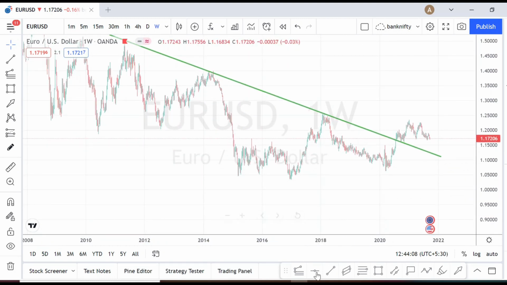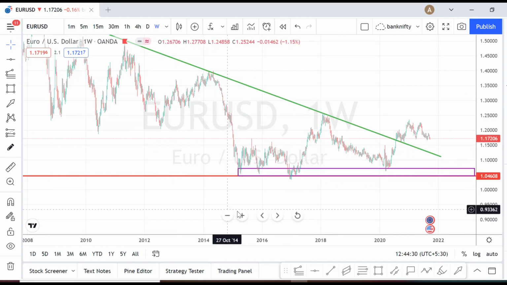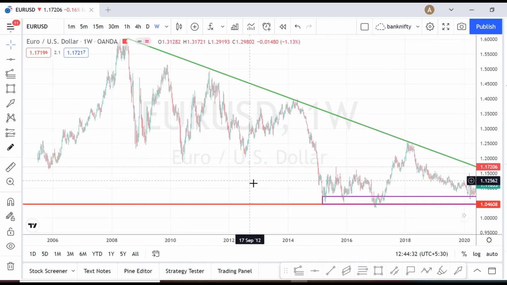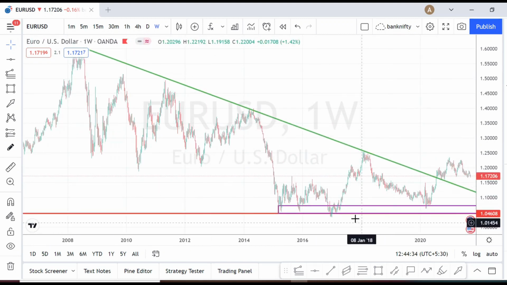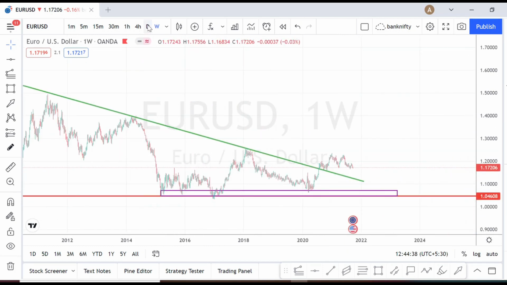and we can see the support at this point here. This area is going to be the support area for this triangle pattern. So it has formed a very nice triangle pattern on weekly time frame. Let's go to the daily time frame.